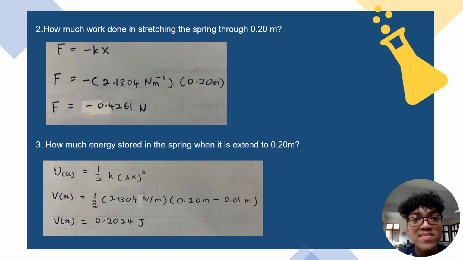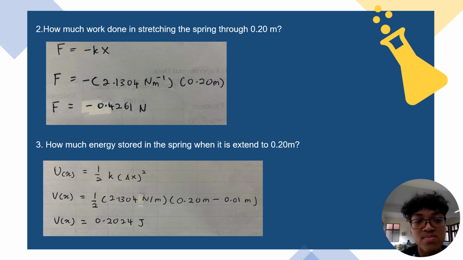Question number 2. How much work is done in stretching the spring to 0.20 meter? With the formula F equals negative spring constant K multiplied by X, F equals negative 2.1304 multiplied by 0.2, equals negative 0.4261 Newton.